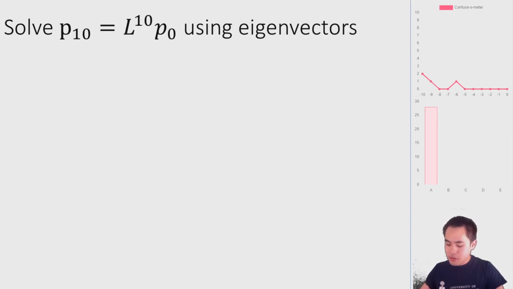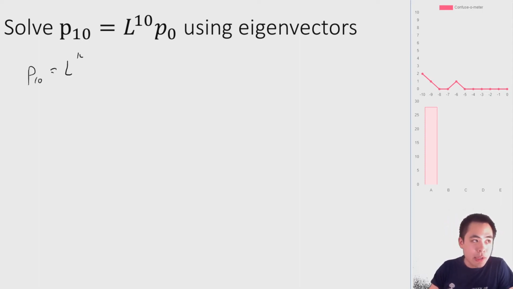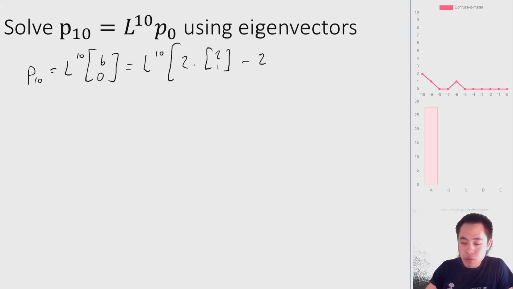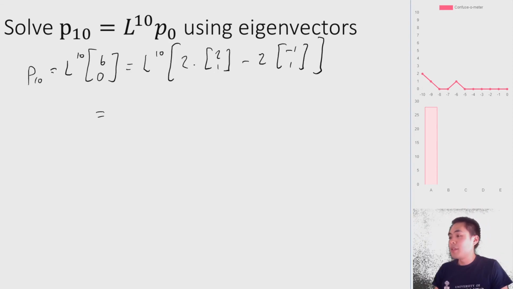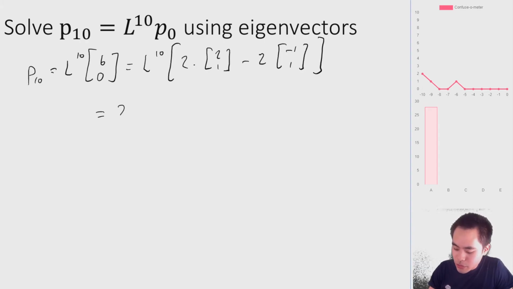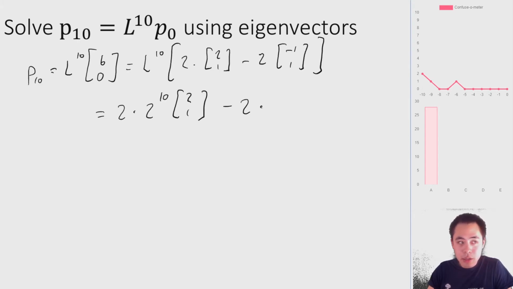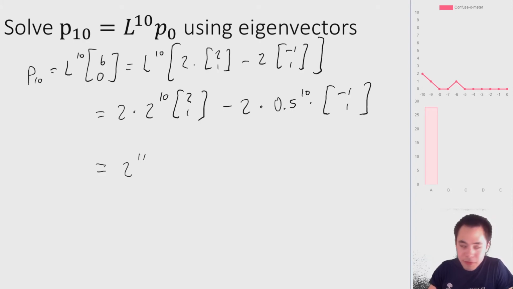And now to solve it, all you have to do is P10 is equal to L to the 10 times (6, 0), which is equal to L to the 10 times 2 times (2, 1) minus 2 times (-1, 1). Since these are the eigenvectors, this is equal to 2 times 2 to the 10 times (2, 1) minus 2 times 0.5 to the 10 times (-1, 1). And this is going to be equal to 2 to the 11th times (2, 1) minus 2 times 1 over 2 to the 10th, that is, 1 over 2 to the 9th, times (-1, 1).